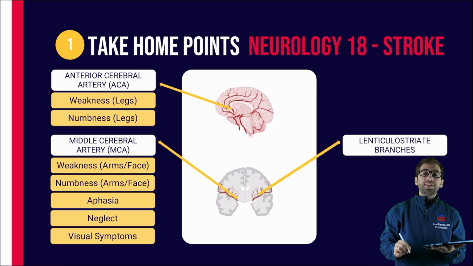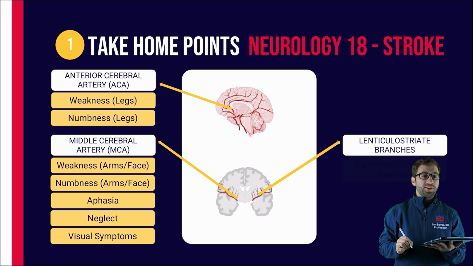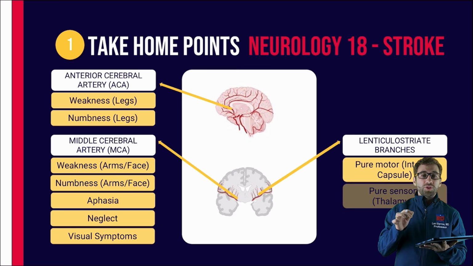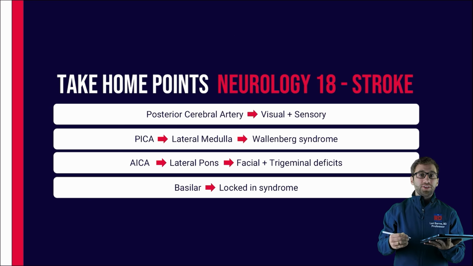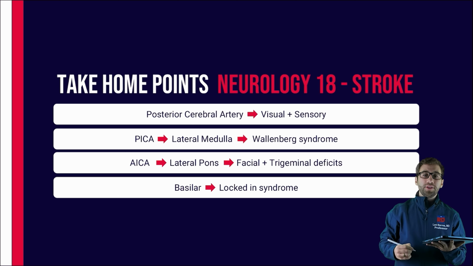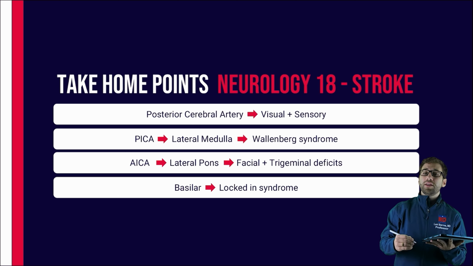Well, the lenticulostriate branches of the MCA supply the internal capsule and basal ganglia. Strokes in these branches can cause pure motor deficits if the internal capsule is involved, or movement disorders if the basal ganglia is affected. The thalamus, supplied by branches of the posterior cerebral artery, when involved in a stroke, can lead to pure sensory deficits.